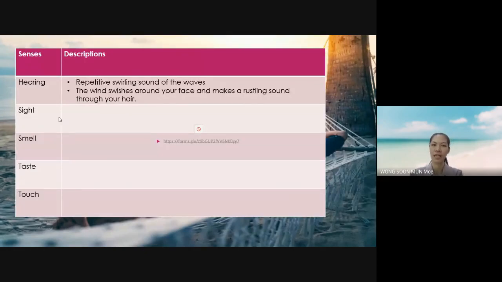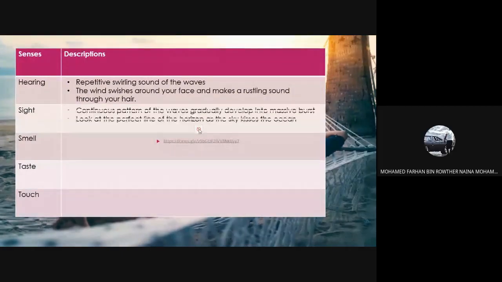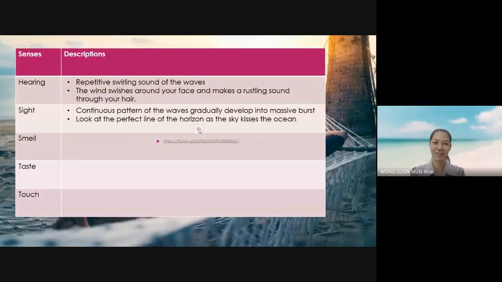Okay, what about sight? What can you see? Girls wearing sexy bikinis. Okay, so these are the sights. Or you can see the waves. How do you describe the waves? A continuous pattern of the waves gradually developing into massive bursts. Or you can say, look at the perfect line of the horizon as the sky kisses the ocean.